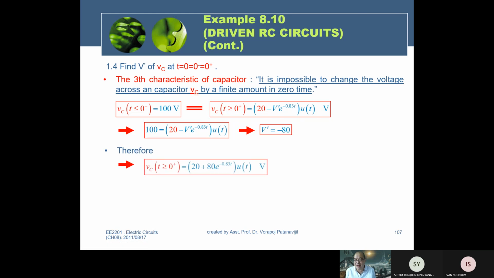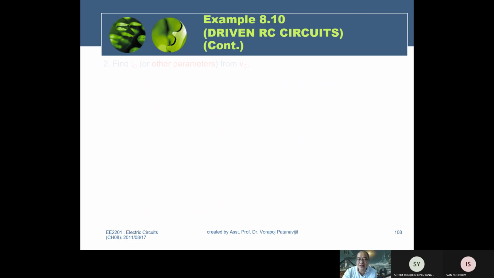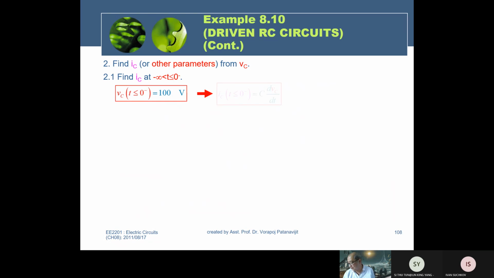Okay, now in this case, you substitute them back, and it gives you the solution. We will get VC equal to 20 plus 80 e power minus 0.8 t. Okay, and here, next one. If the question would like to find another parameter, derive it from VC.